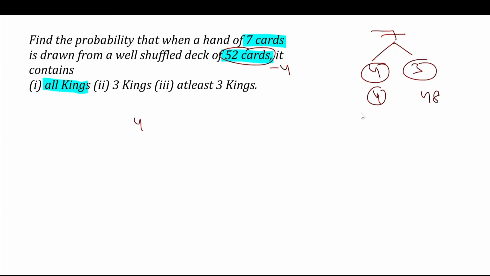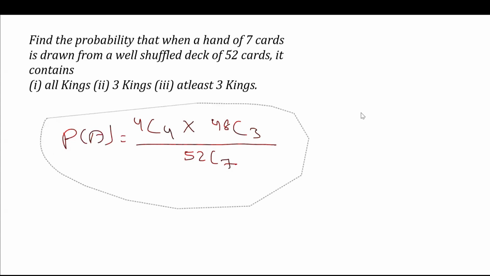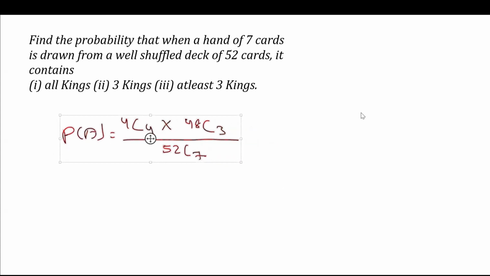So we can say that the favorable outcomes are what? We need 4 kings out of 4 kings. And then this is multiplied, because it's "and", by the remaining 48 cards, that is non-king, we need 3. And the total possible ways of taking out cards: from 52 cards, we need 7 cards. So that will be the case for the first part. That is, if I take this as PA, the first part. Then there are some statements that you have to write down, the required probability and all.